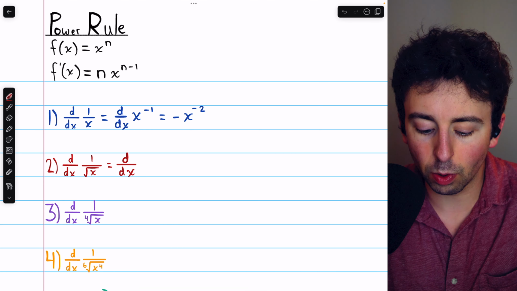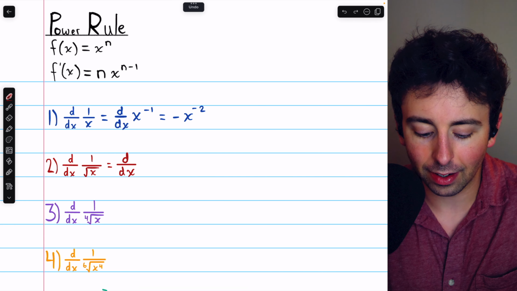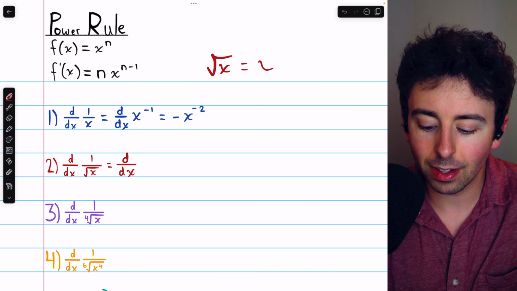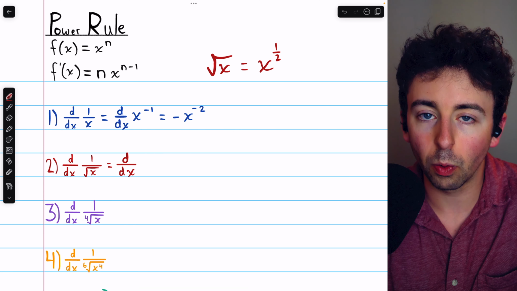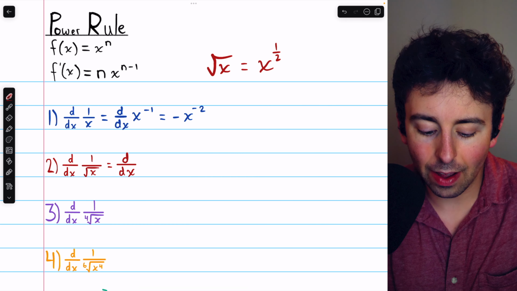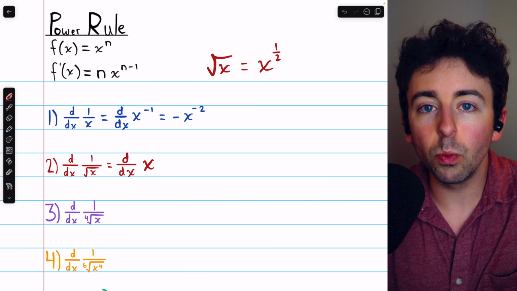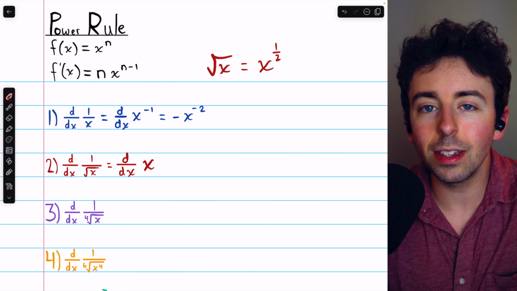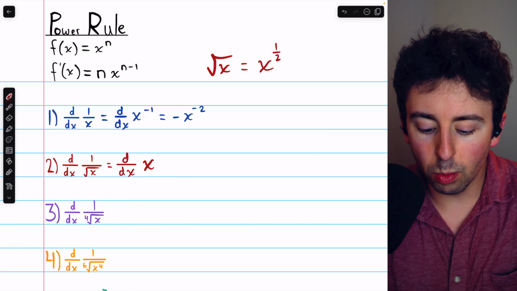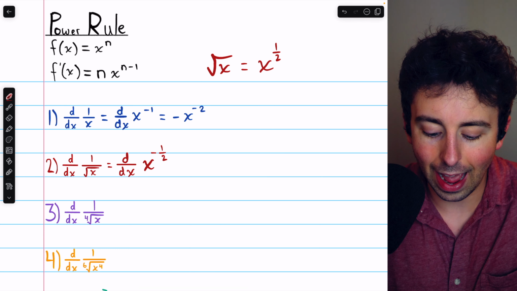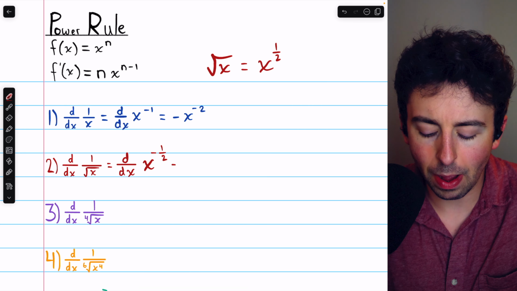In the second problem, we have more or less the same thing, except we also have a square root. So we're taking the derivative of 1 over the square root of x. You need to know that the square root of x is the same as x to the power of 1/2. So what we have in the denominator is x to the power of 1/2. Again, we can move that to the numerator if we simply negate the power. Moving it to the numerator, the power is now negative 1/2, and so we can proceed with the power rule.